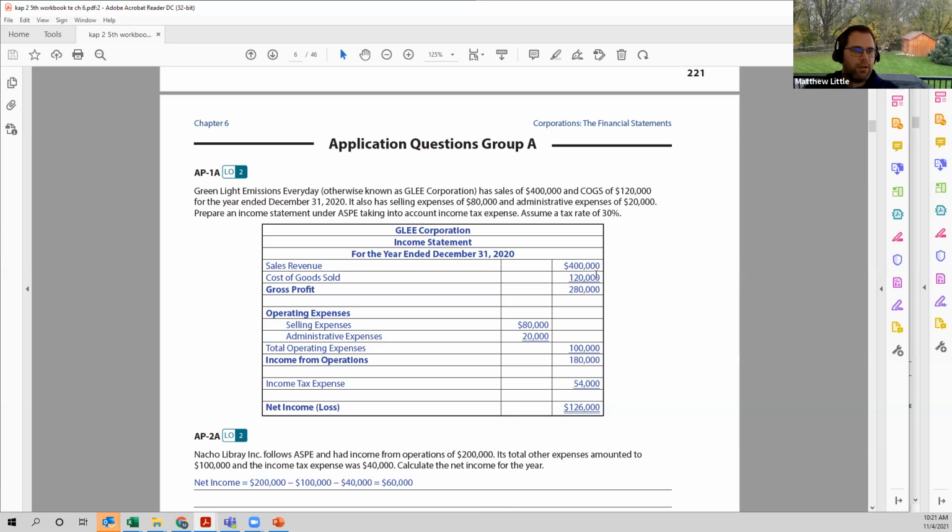Sales revenue 400, COGS gives us a gross profit of 280,000. We then, because we're just told total selling and admin, we don't have any details. So in this case, we'll have operating expenses split between selling and admin for the 80 and 20, totaling 100, giving us $180,000 of income from operations. We're not told of any other income from discontinued operations. We will have an example of that later. And then we calculate the tax of 30% of the 180, giving us $54,000 in tax for a net income of $126,000. So hopefully that comes together, hopefully fairly straightforward. Again, that's following ASPE in this example.